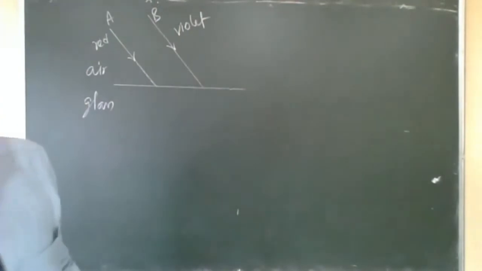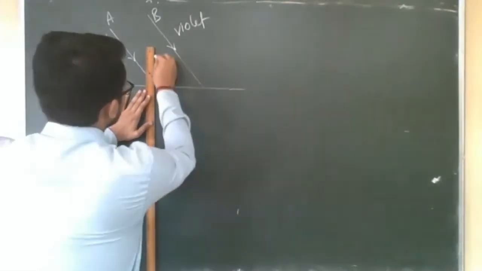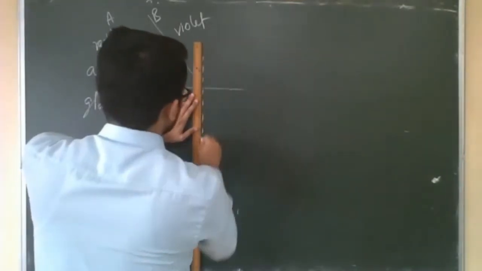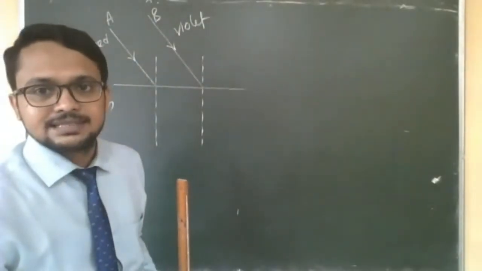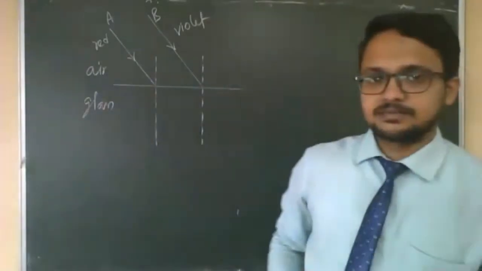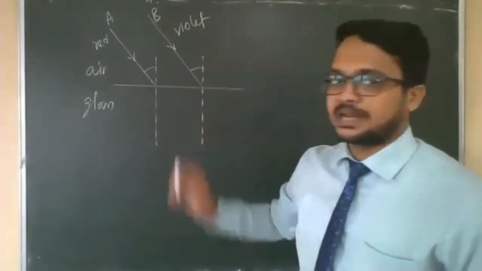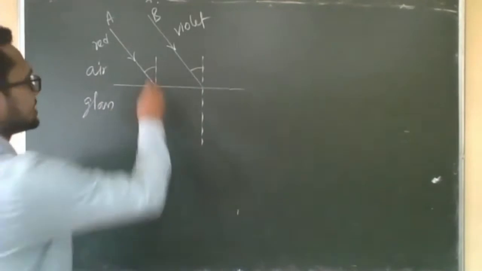First question: complete the ray diagram showing the refracted rays for them in the glass. Our first process is to draw the normal. Now tell me, for red and violet, will the incident angle be same or different? They are parallel, so these two normals are also parallel.